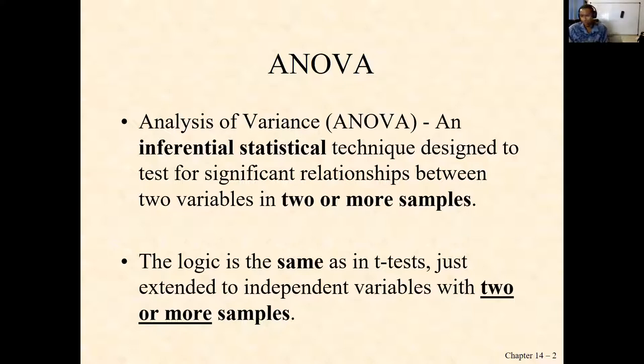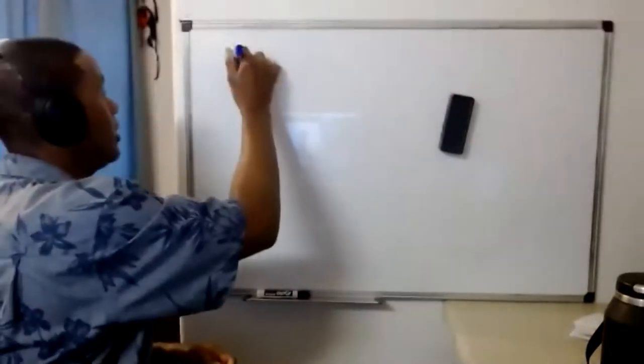Well, why would you use ANOVA if you already have those two procedures? You would use ANOVA if your dependent variable is measured at the interval ratio level, however you have more than two samples. Because if you remember with the t-test, we learned about a one-sample t-test, and we also learned about a two-sample t-test.